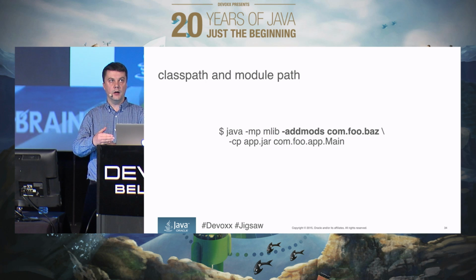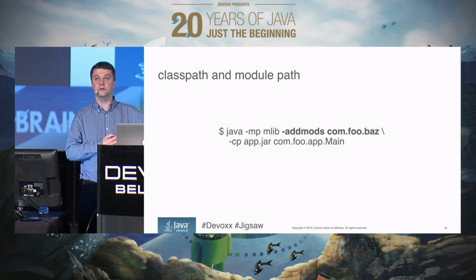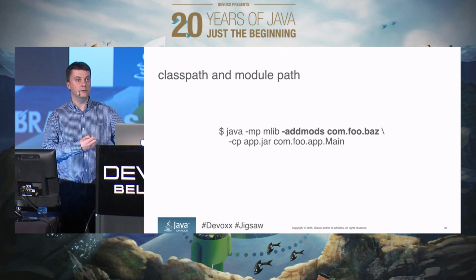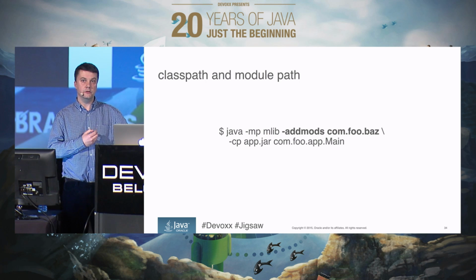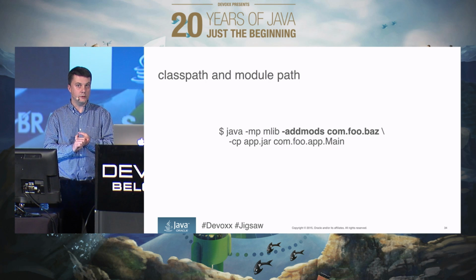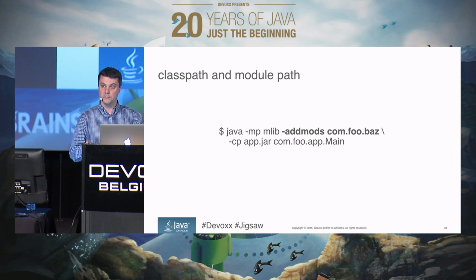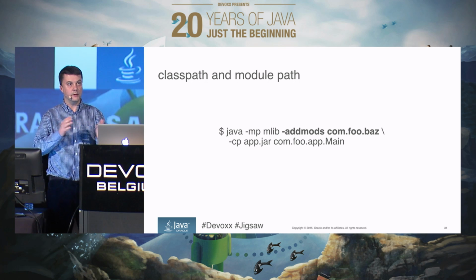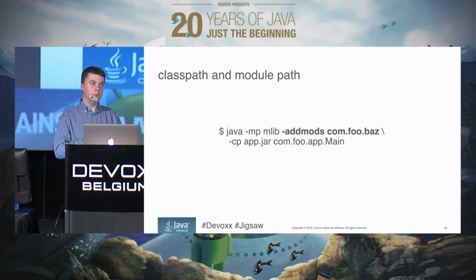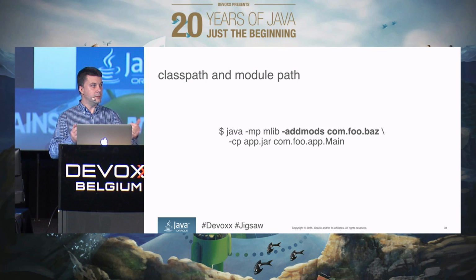How does the launcher know that here is a module path and in there I can find 2,000 modules, which of those modules should be resolved? The Java launcher doesn't know that, the module system doesn't know that, so this command has an add-mods option to the launcher to say, I want to use this module on this module path. So when you're mixing modules and class path, there will be cases where you have to tell the system which modules you want resolved. This is because we're mixing class path and module path together.